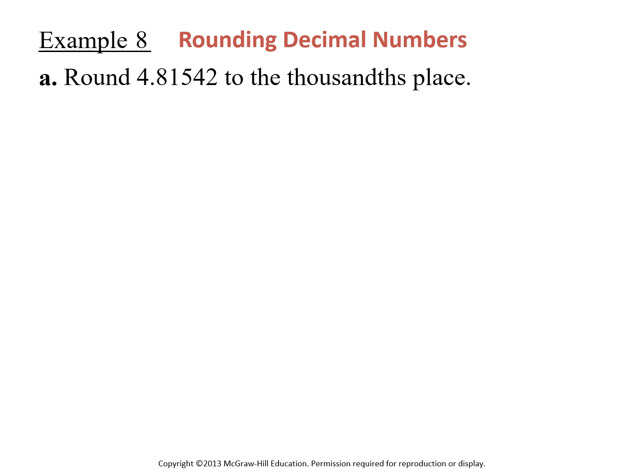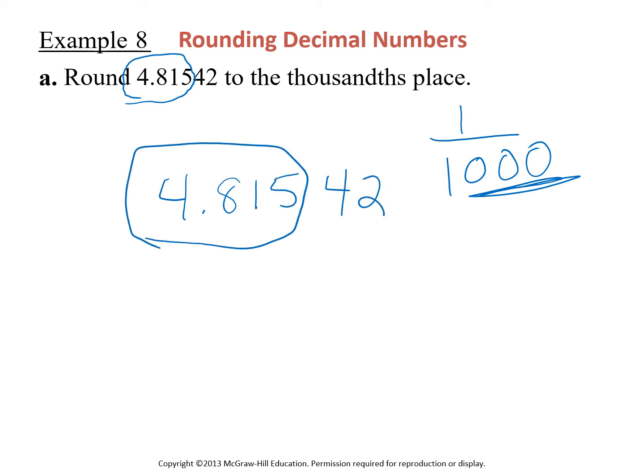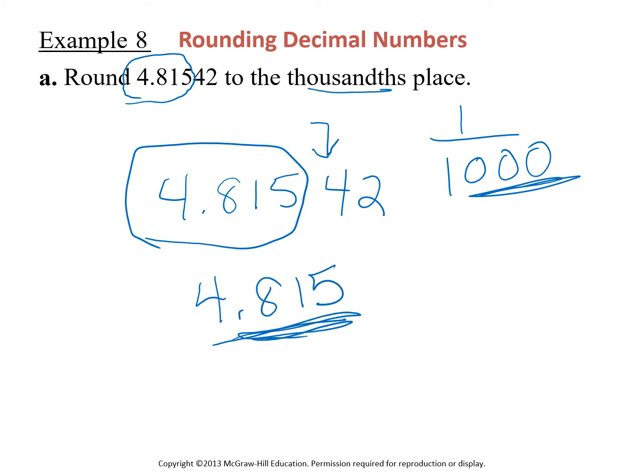So for example, when I round this number 4 and 81,542 hundred thousandths to the thousandths place, I want to go 3 decimal places. So this is how long I want my number to be. And I'm going to look outside this box at the next number, and that indicates that I'm not going to round up. So my answer is 4 and 815 thousandths. So when you round to the nearest thousandth, your answer is going to end with the word thousandths.